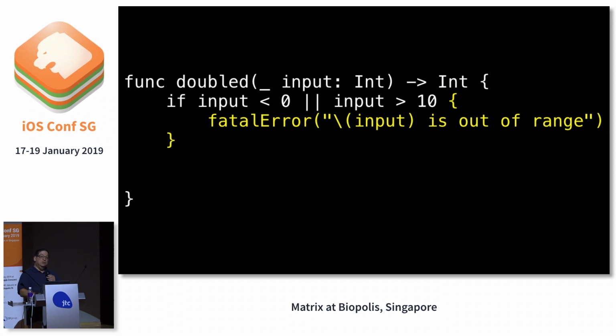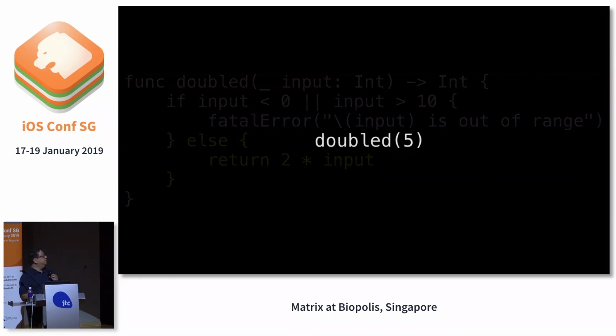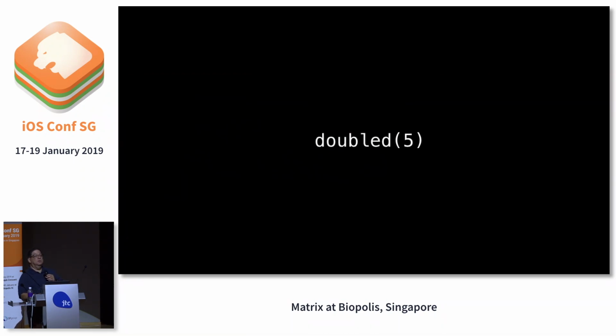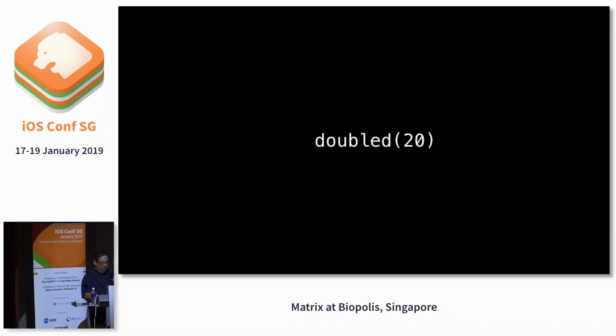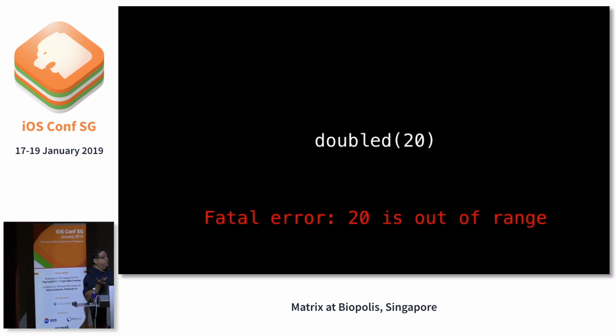Now, if I'm in range, if I'm between 1 and 10, then I'm going to go ahead and just double the number and return that. So you call doubled 5. Anybody got the answer? See, I knew you could do it. Doubled 20, fatal error. So the program crashes.